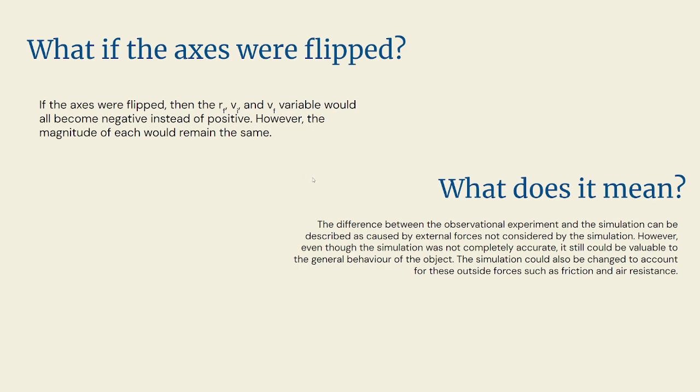The difference between the observational experiment and the simulation can be described as caused by external forces not considered by the simulation. However, the simulation could also be changed to account for these forces such as friction and air resistance.